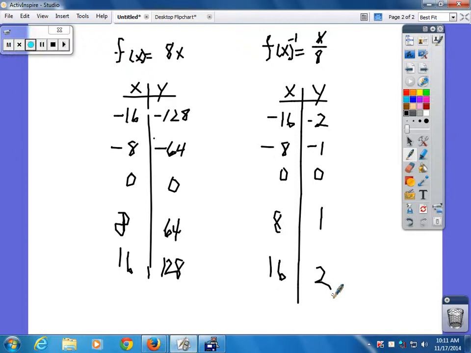Now you can really see it when you're doing a curve, and we're going to do that here in just a minute. But this one right here looks like this. However it looks, let's see, negative 16, negative 128, negative 8, negative 64. It looks something like this. And this one, negative 16, negative 2, looks something like that. Very steep, not very steep, which is the inverse. What's the inverse of steep? Not very steep. Okay?